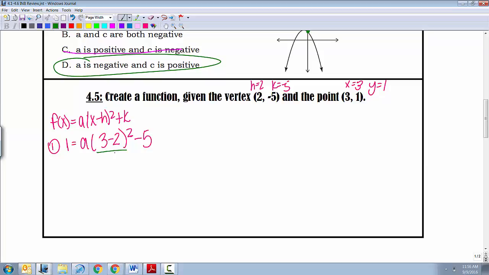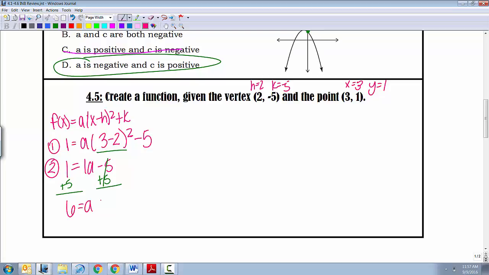Order of operations, step 2 is to solve. What is 3 minus 2? 1, and what's 1 squared? 1, good. So I have 1 equals 1a minus 5. And now we're almost there already. How do I get a all alone? You got this. It's already subtracting, so what's the opposite? Add. Very good. So then I have 6 equals a.